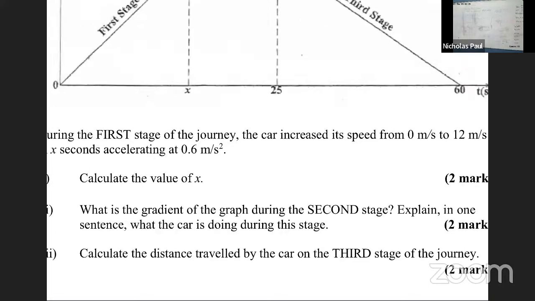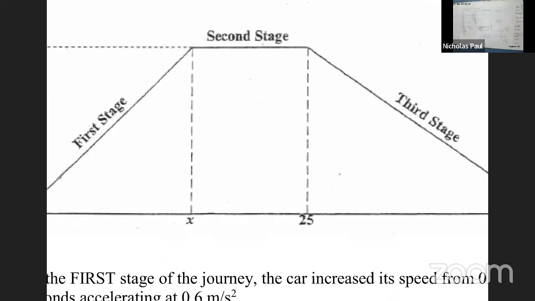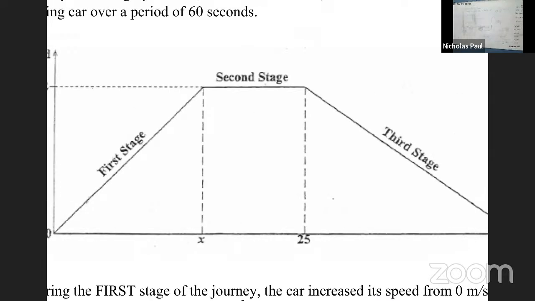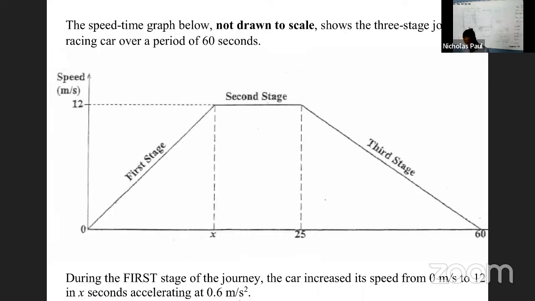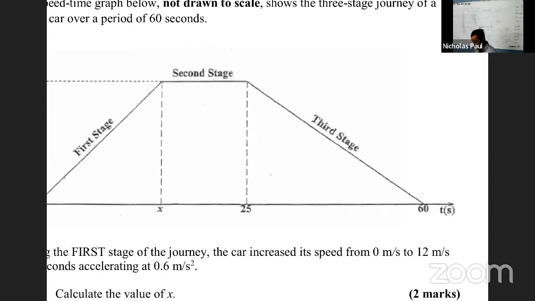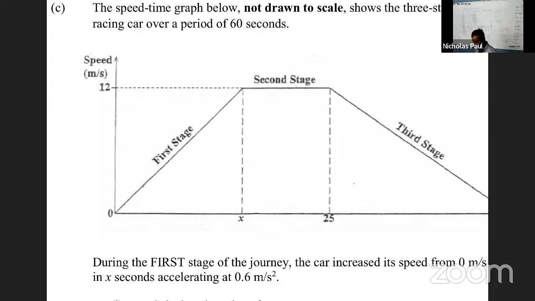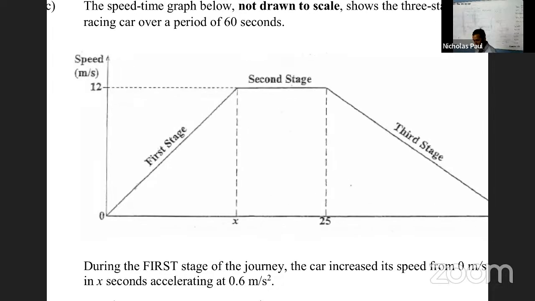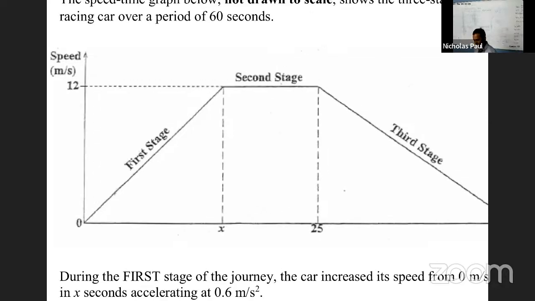Right? So part 2, what is the gradient in its second stage and what does it represent? What's the gradient in its second stage, Caleb? A horizontal line. What's the gradient? 0. So the gradient is 0, which means what? No, not a speed time graph. It means something else. Check on a velocity time. It means constant speed, with no acceleration.